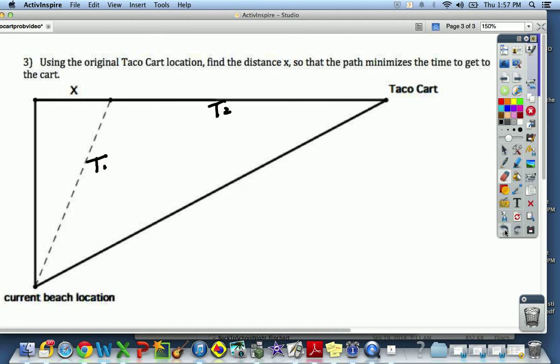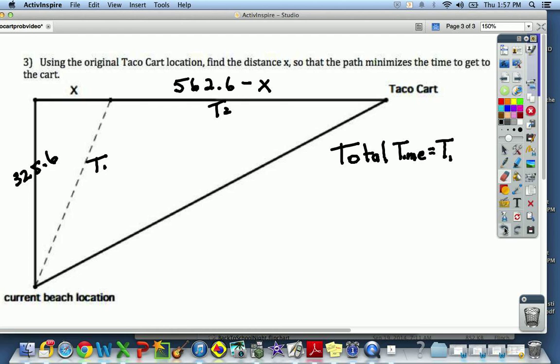Time 1 being the time it takes to travel across the beach. Time 2 is the time it takes to travel across the road. We know from given information that the distance on the left there would be 325.6, and the entire length here was 562.6. So if we cut that into two segments, x and 562.6 minus x. So the total time is going to equal the time it takes to go along the beach plus the time along the road.